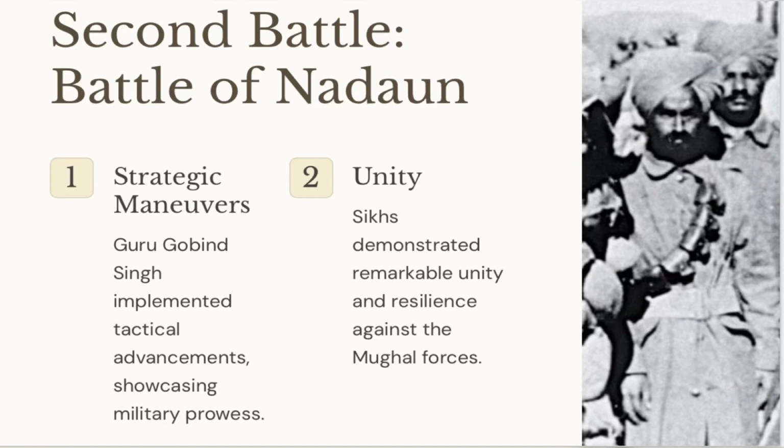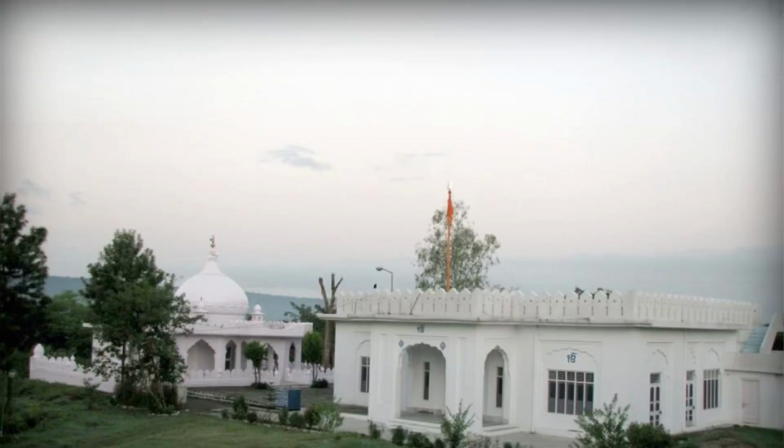The Battle of Nadaun took place in 1691 between the Sikh forces led by Guru Gobind Singh and the Mughal forces under the command of Alif Khan. It was a significant engagement in Guru Gobind Singh's defensive campaigns against the Mughal rulers. The battle unfolded near the town of Nadaun in the Kangra district of present-day Himachal Pradesh, India.